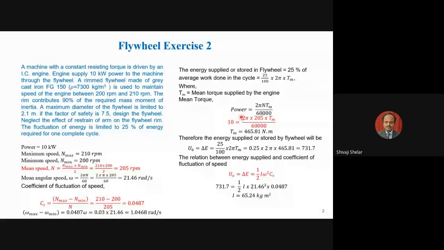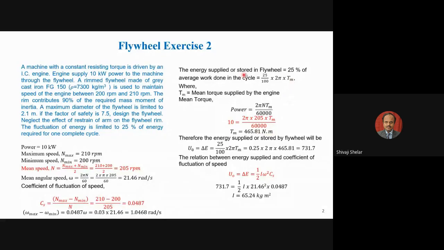Since we know power, the rated power is 10 kilowatt, so power equals 2 pi n Tm upon 60,000. The average speed here is 205 RPM. So for the average speed, the mean torque value Tm is equal to 465.81 Newton meter. So this is the mean torque supplied by the engine here.